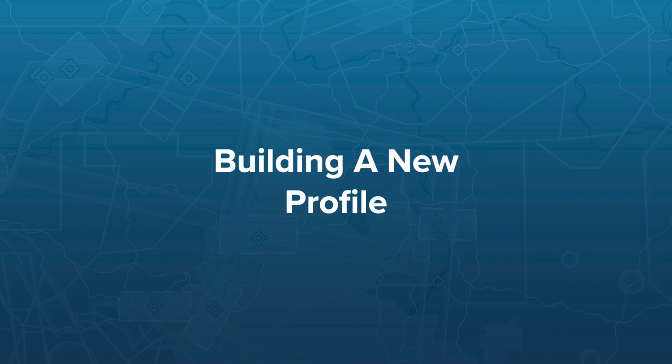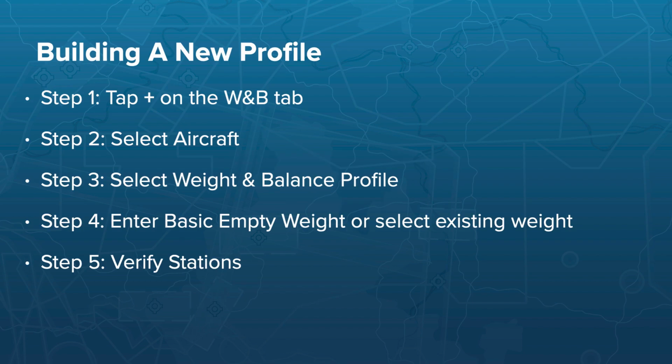So let's look at building a new profile. I'm building that out for an aircraft so that I have an enhanced weight and balance view that I can use for all of my flights. And Rachel, what are the steps that I need to do to go through and do that? Well, to build a new profile, you're going to tap on the weight and balance tab, select aircraft, select a weight and balance profile, enter the basic empty weight, or select an existing weight, and then just verify your stations. Awesome. That sounds pretty easy to me.